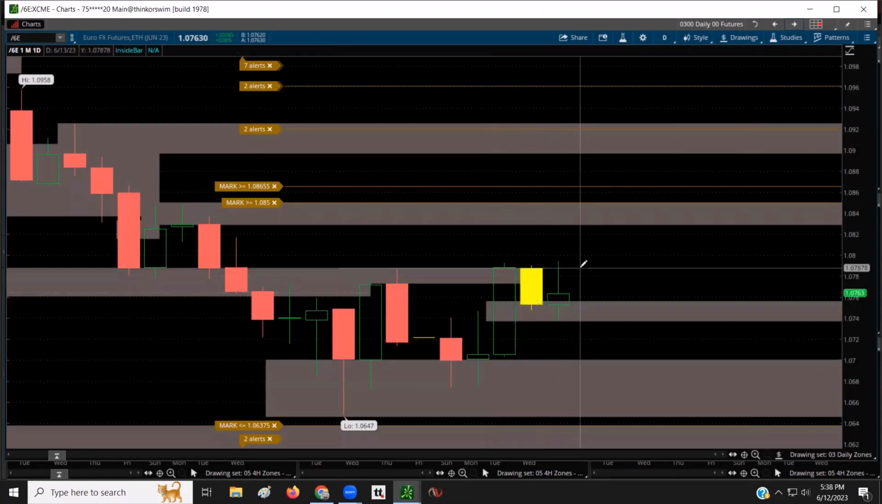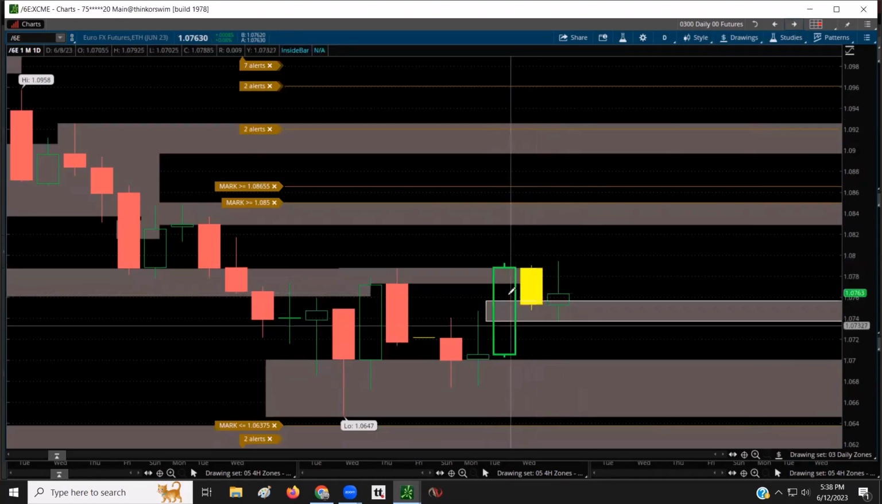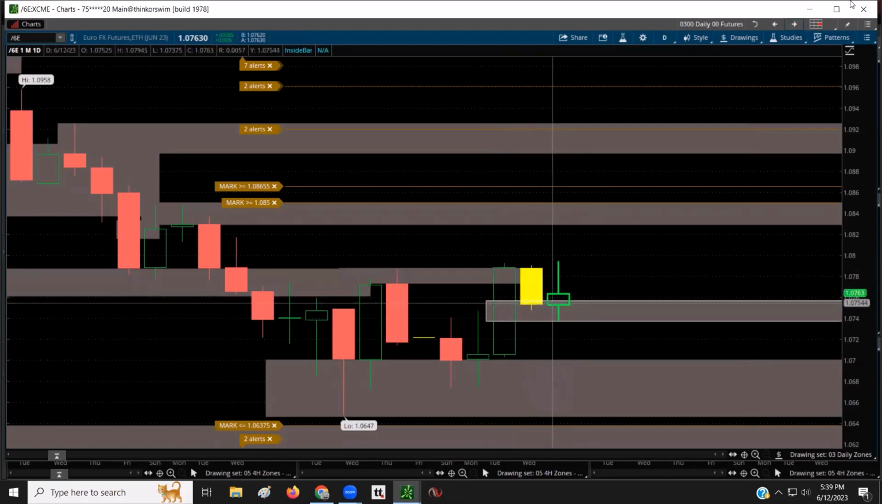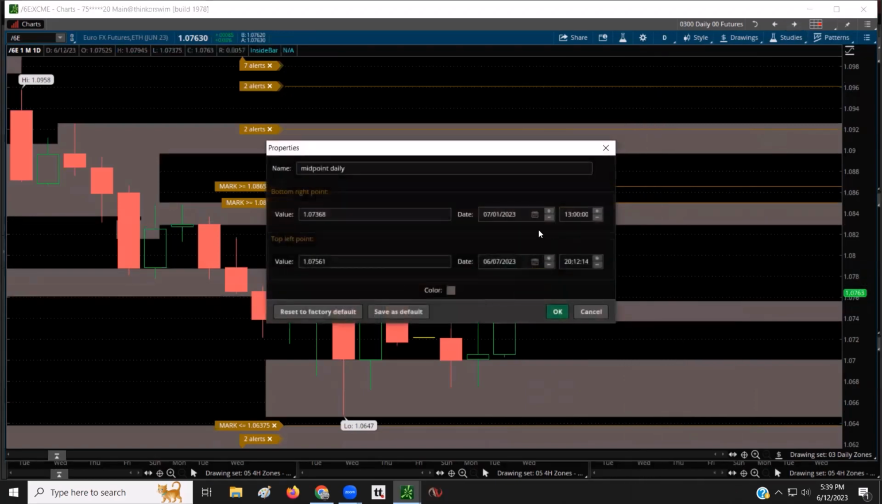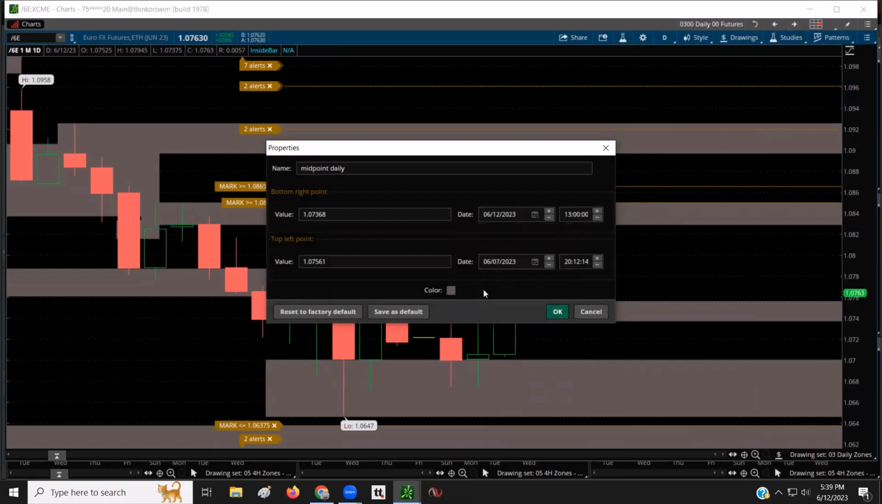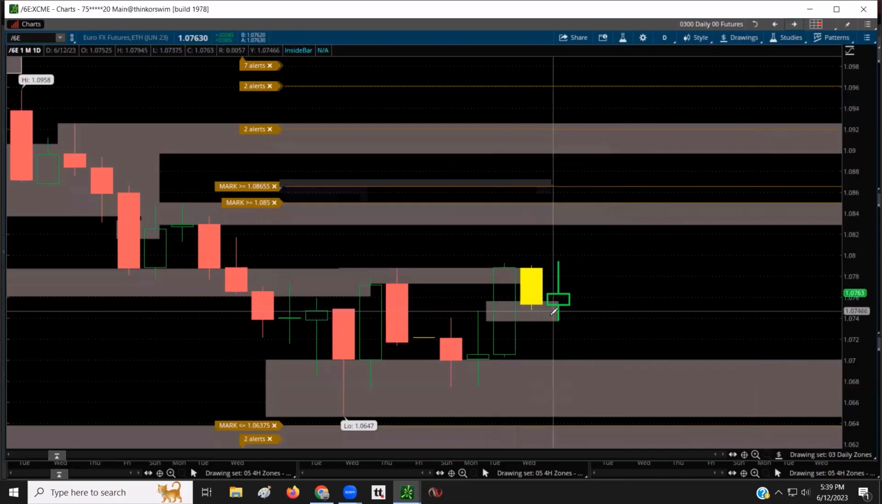Euro, yeah, big consolidation. Impulse move up, and look at that. Green, higher high, higher low. I need to update this because that's not valid anymore. I already tested that midpoint. There we go.